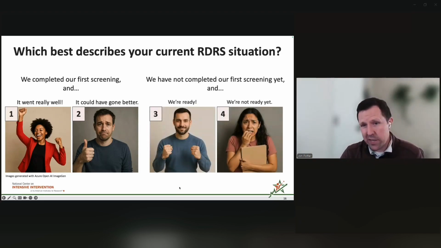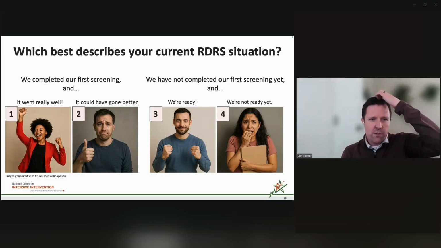If you haven't completed it yet, where are you at? Are you number 3, where you're like, we're ready? We got everything, we got our technology, we got our probes ready, you're feeling pretty good? Or are you number 4, we are dreading this, we are not ready yet, we just do not feel like we're ready to collect this data. So in the chat, just put how you feel, 1, 2, 3, or 4.